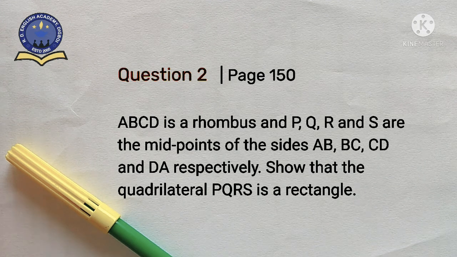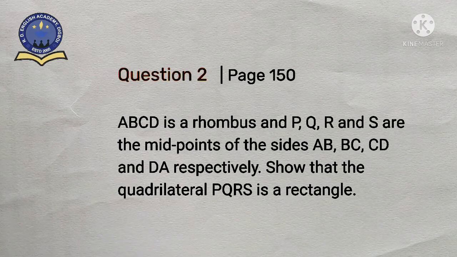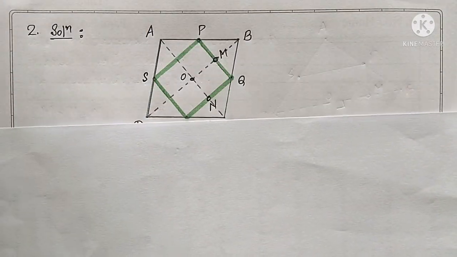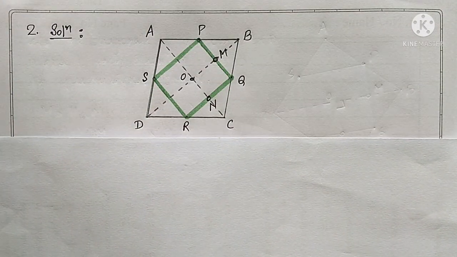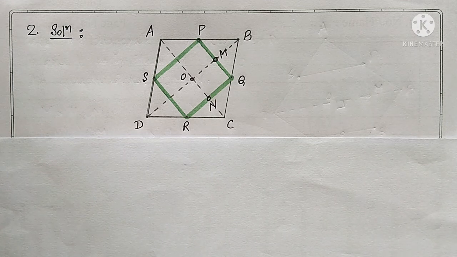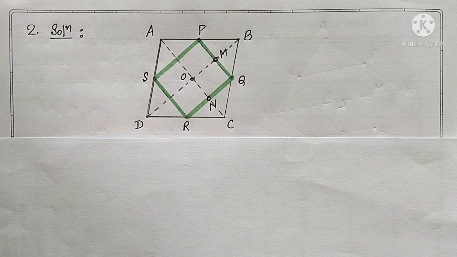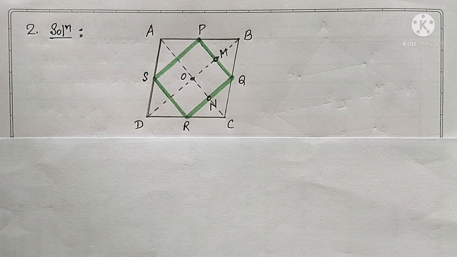So that the quadrilateral PQRS is a rectangle, we need to prove here. Isn't it? Now, the diagram is not given here, so we have to draw it on our own. If you see the diagram here, the diagram is this one. According to our question, ABCD is a rhombus.